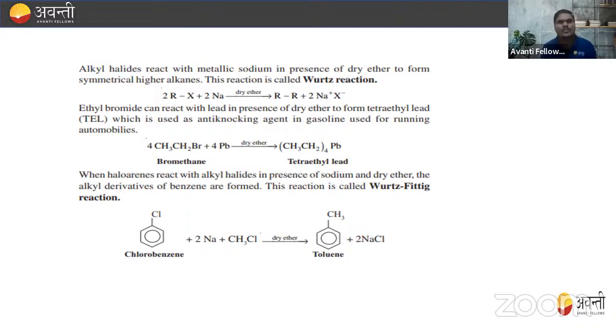So ethyl bromide can react with lead in the presence of dry ether to form tetraethyl lead, which is used as an anti-knocking agent in gasoline used for running automobiles, right?